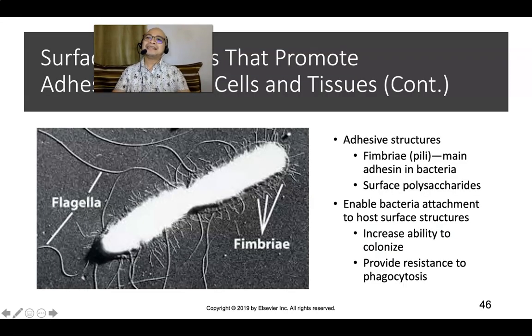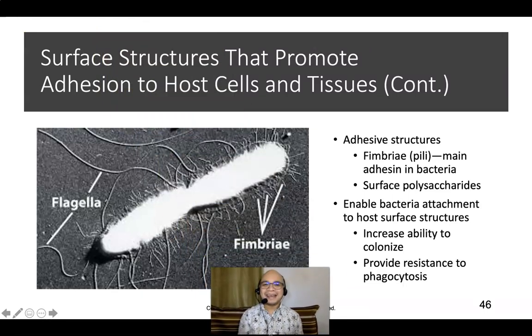Aside from adhesin, we also have Fimbriae. Fimbriae is actually different from pili because pili are much stronger. As you can see in the illustration, that is an example of an electron micrograph view of a bacterial cell with Fimbriae. These Fimbriae are characterized by short, hair-like bristles that surround the bacterial cell surface. Chemically speaking, they are made up of surface polysaccharide.